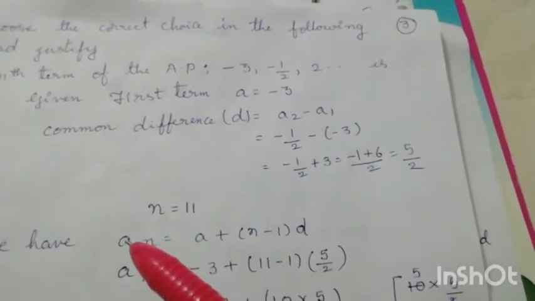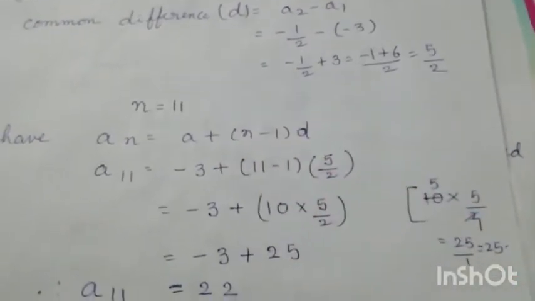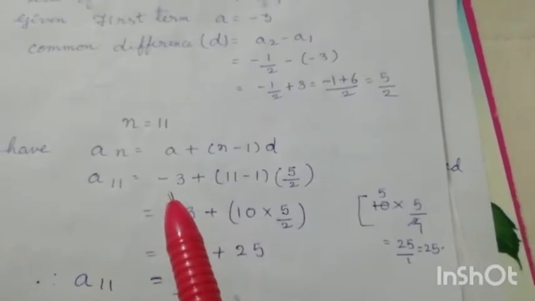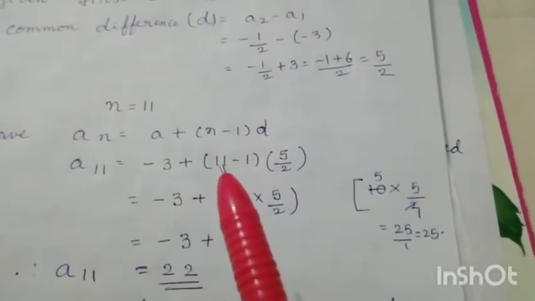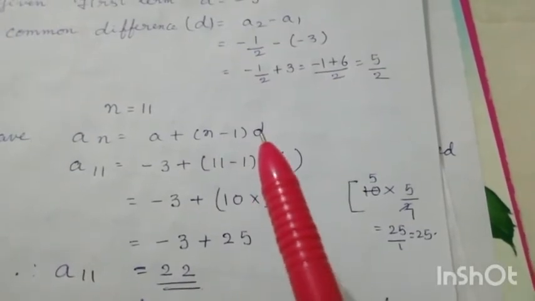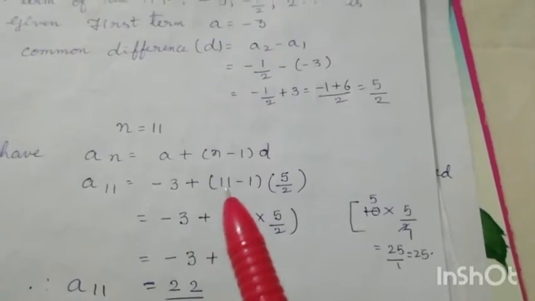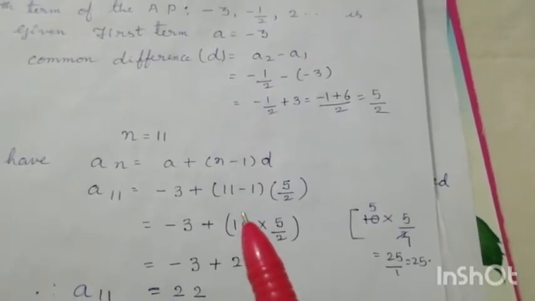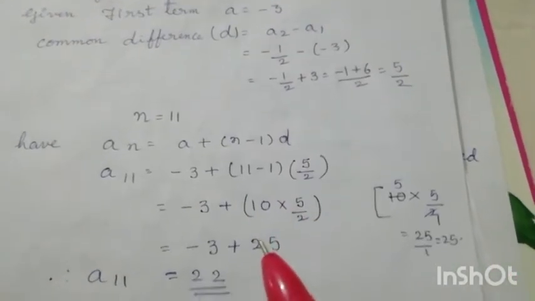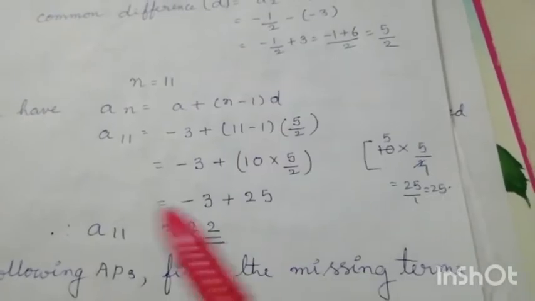We have the nth term An is equal to A plus N minus 1 into D. So A11 is equal to, first term A is equal to minus 3, plus N is equal to 11 minus 1 into D, which is 5 by 2. So which is equal to minus 3 plus 11 minus 1 is 10, into 5 by 2. 2 goes into 10 5 times, 5 5s are 25. So 25 minus 3 is 22. Therefore A11 is 22.